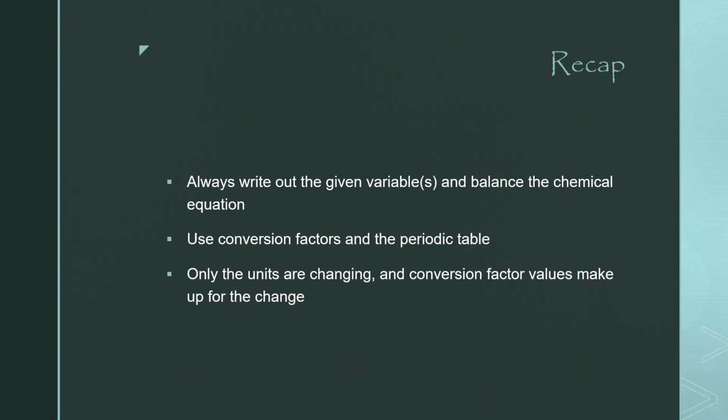I hope the examples gave a clear picture of how to use the steps. Remember, always write out the given variables and balance the chemical equation. Use the conversion factors in the periodic table. And lastly, remember that only the units are changing to solve for our answer. The conversion factor values will make up for the change.